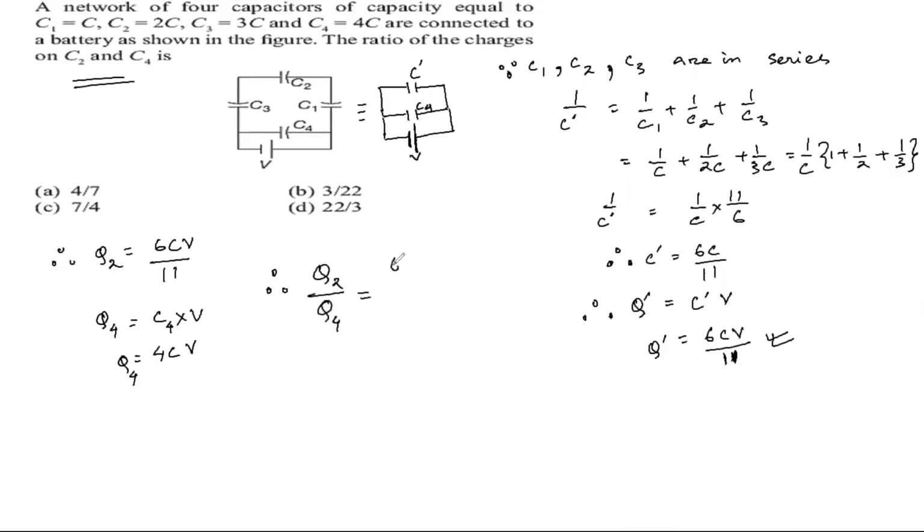It is 6CV by 11 divided by 4CV. The CV gets cancelled. You get 6 by 11 into 4, so 6 by 44. If we do the calculation, it's 3 by 22. So Q2 by Q4 is 3 by 22, which is option B.